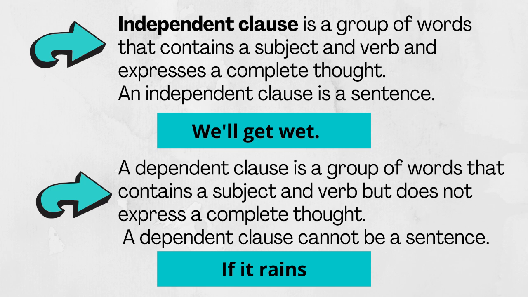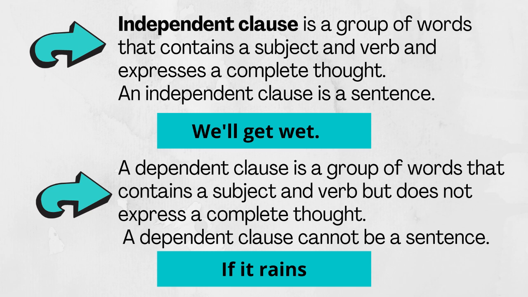Independent clause is a group of words that contains a subject and verb and expresses a complete thought. An independent clause is a sentence, meaning buo na siya. Kaya siya independent kasi hindi na siya kailangan ng iba pang salita para siya ay makatayo bilang isang sentence na mag-isa. Sa halimbawa natin, ang independent clause ay will get wet. Kasi kahit wala na nung conditional, isang buong sentence na to, may complete thought na siya.